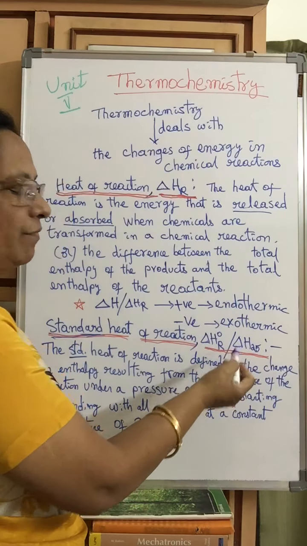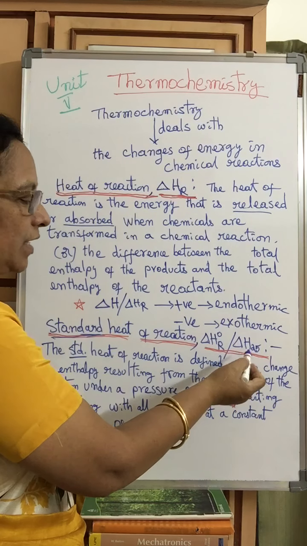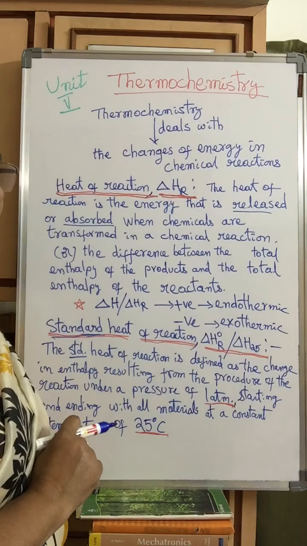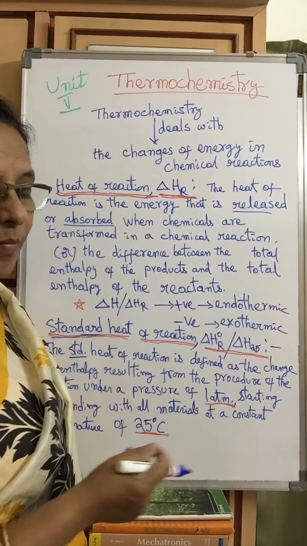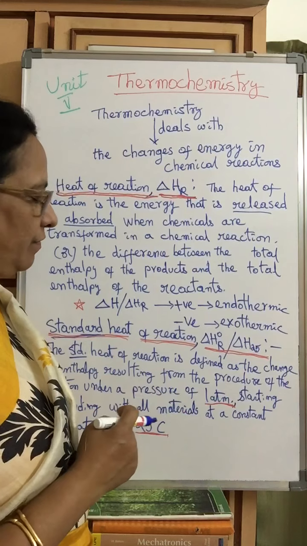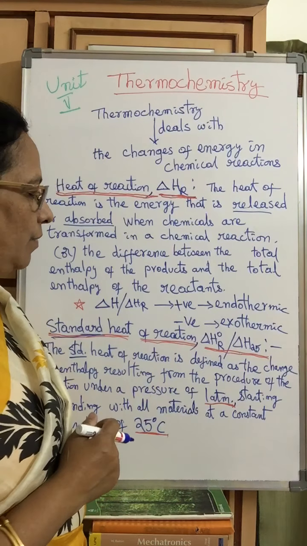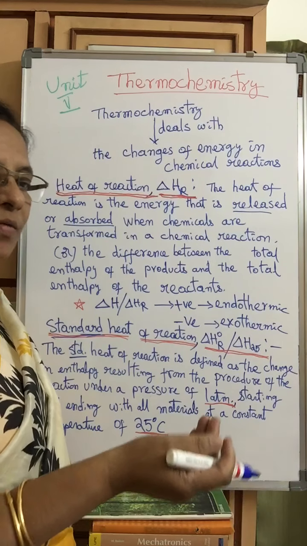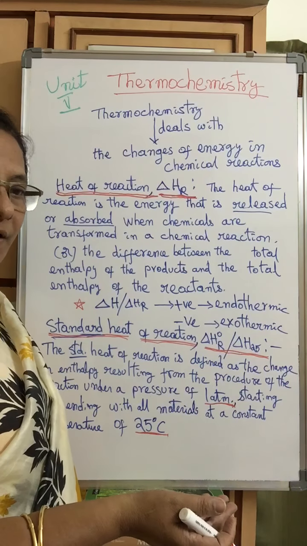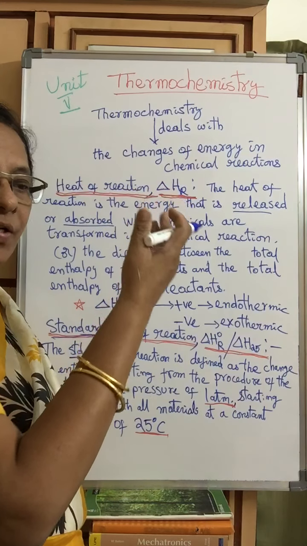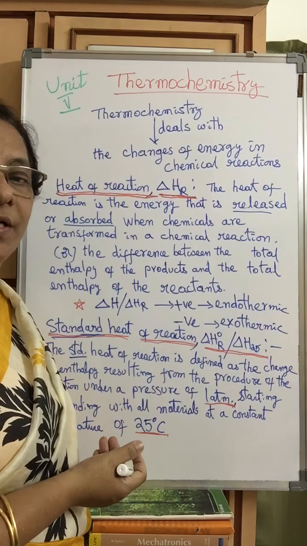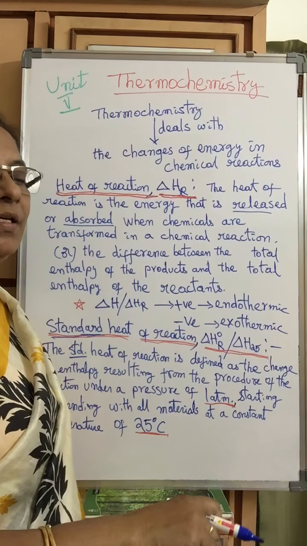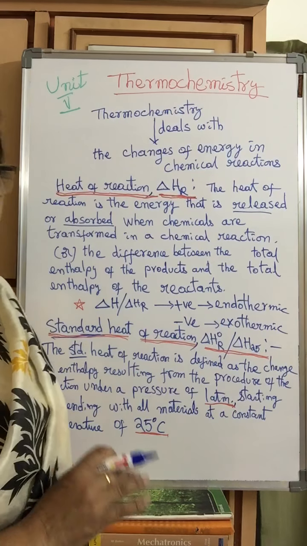Data is available for many reactions. Which data? Standard heat of reaction data is available. But suppose formation of water, standard heat of reaction data is available. But in chemical industry, reactions will not take place only at 25, isn't it? At some temperature, at some pressure, the reactions will take place. Then how to calculate the change in enthalpy? That is our study now in this unit.